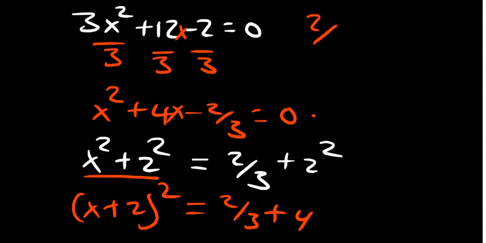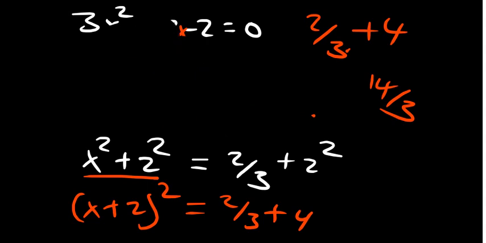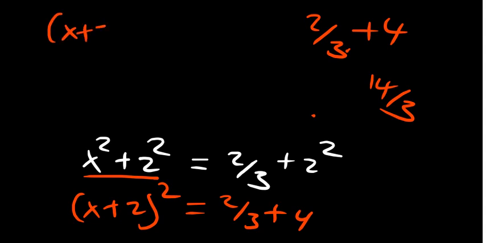I've said the easiest way of adding fractions: multiply 3 by 4. What basically do you have? You have a 12. 12 plus 2 is 14. So a 14 over 3. So we now have (x + 2)² is basically equal to 14/3.